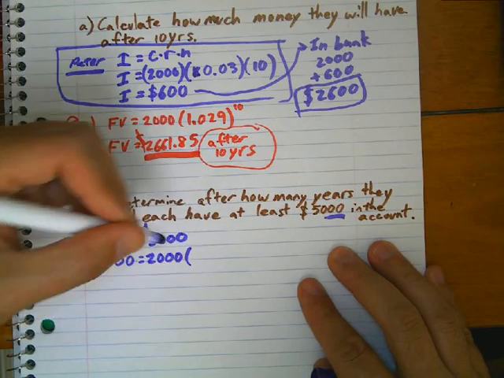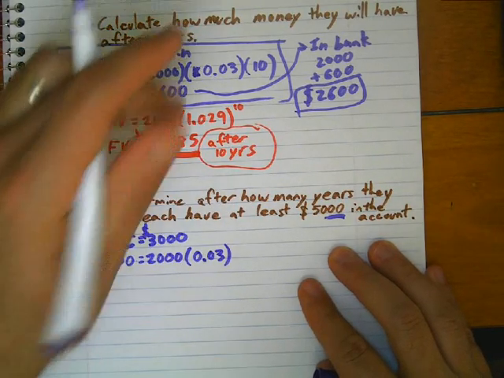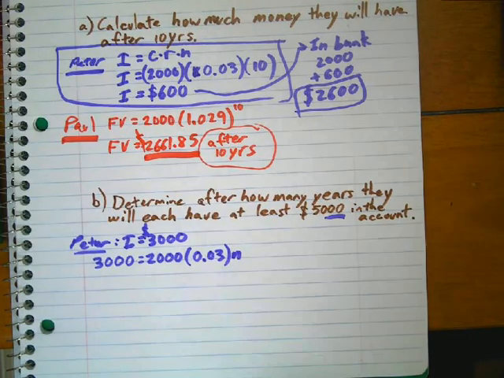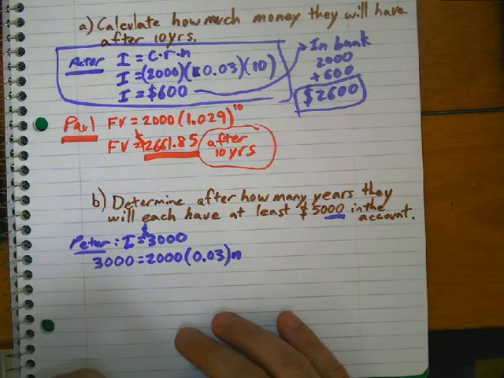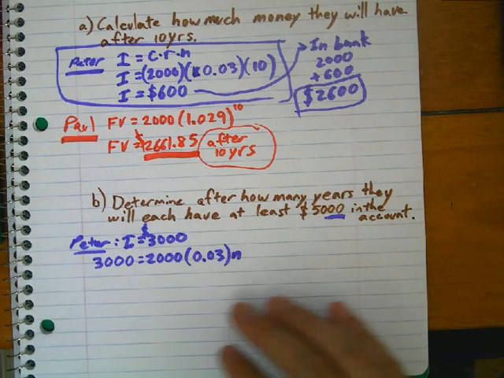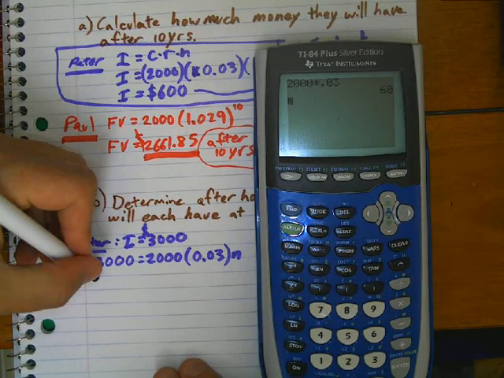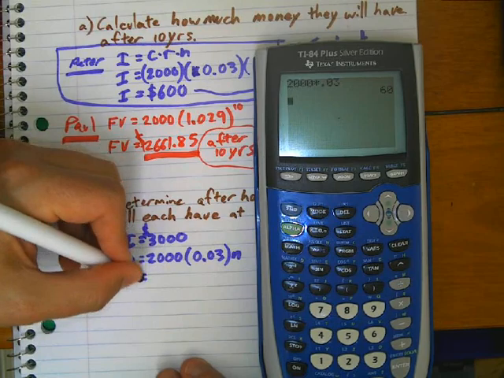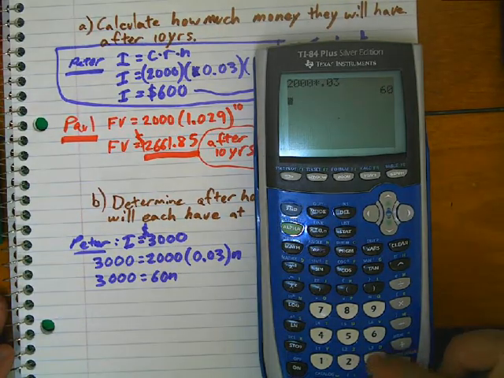So I'm going to say 3,000 equals C, which is the initial value, which is 2,000, times, what's my rate? 0.03, and n, we don't know what n is. We're trying to calculate what n will be. So 2,000 times 0.03 gives me 60. So I got 3,000 equals 60n. And so 3,000 divided by 60, we're going to get 50.